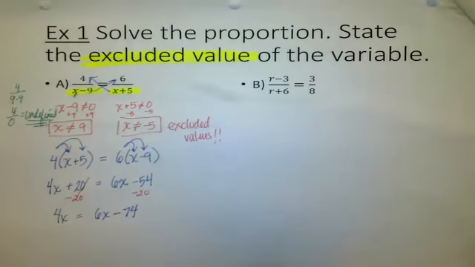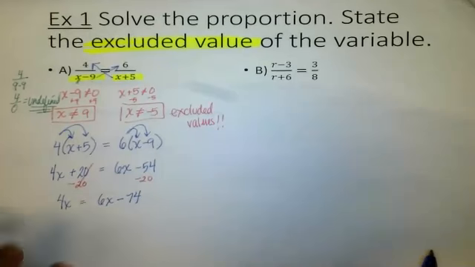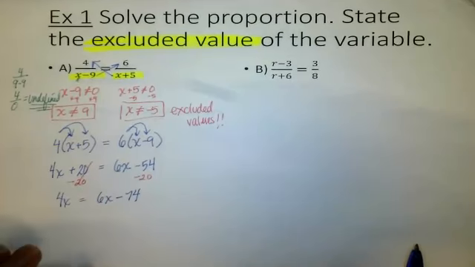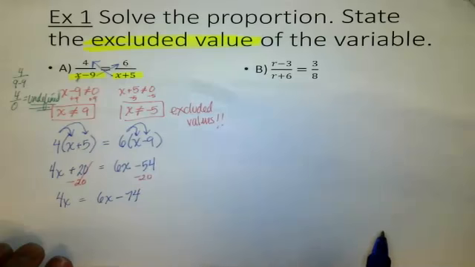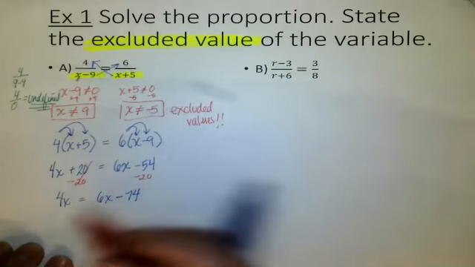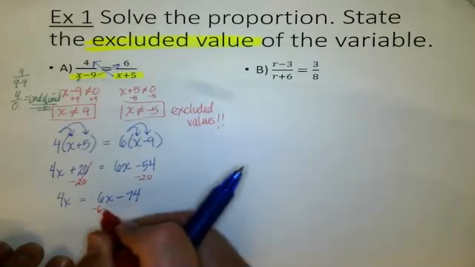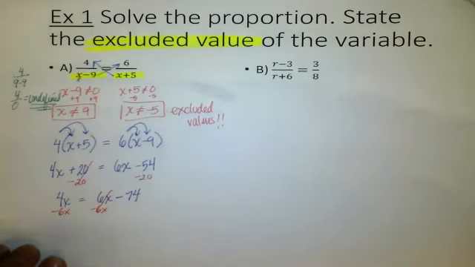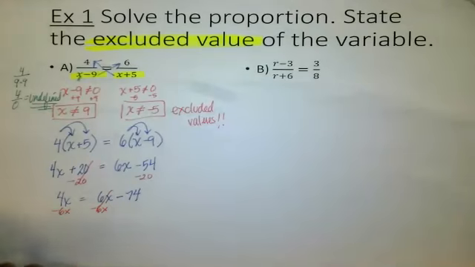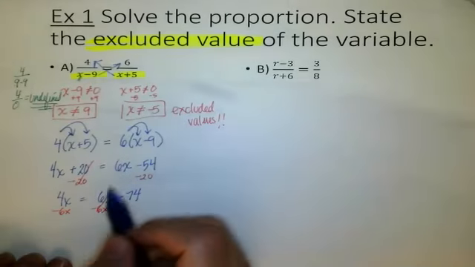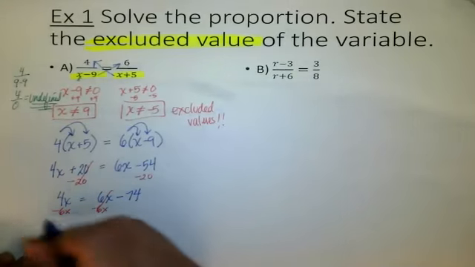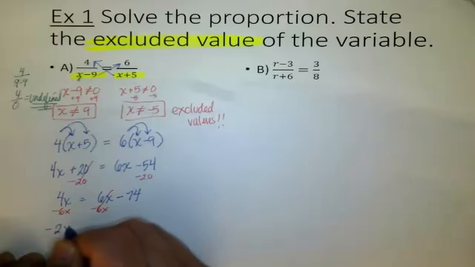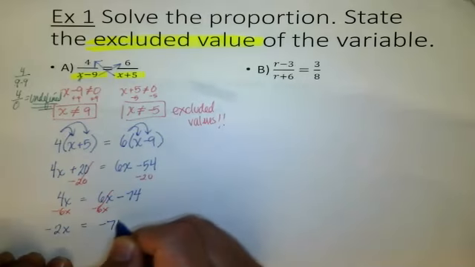And then what do you want to do? We want to move the x's and get those on the same side as well. So we're going to go ahead and subtract 6x. I like to say, when I taught algebra, letters on the left. I didn't give my algebra students an option. I just always said letters to the left. So I'm going to move that x over to the left-hand side. 4 minus 6 is negative 2x's equals negative 74.